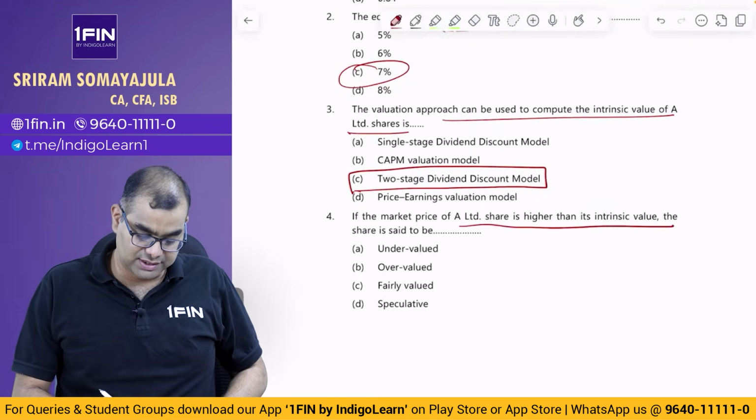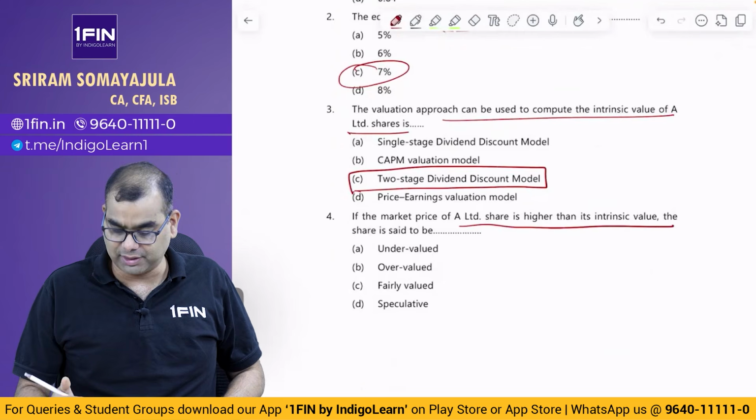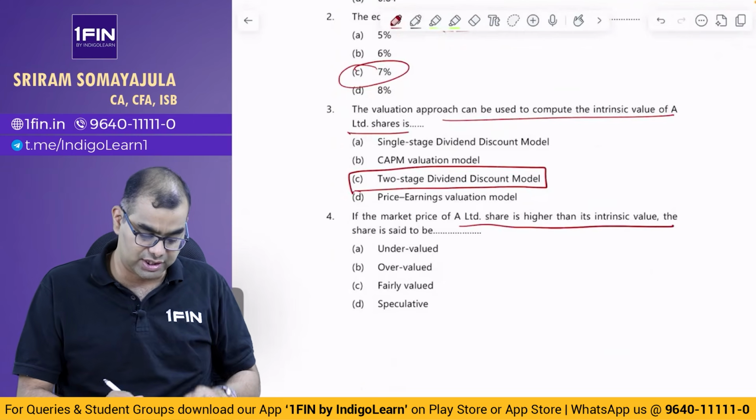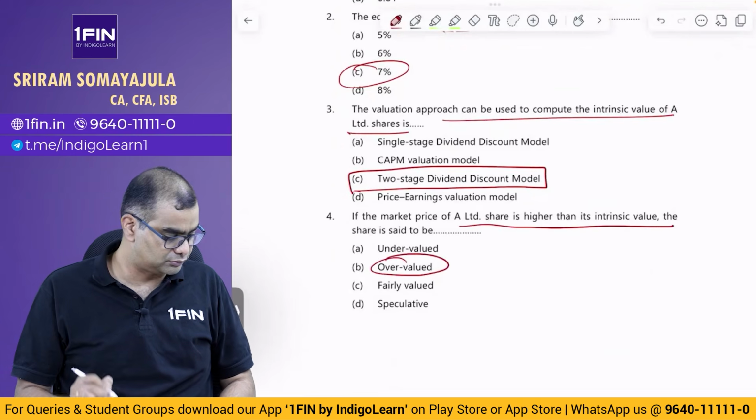If the market price is higher than the intrinsic value, that is, the genuine true fair value is lower and the market price is higher, then the share is said to be overvalued.